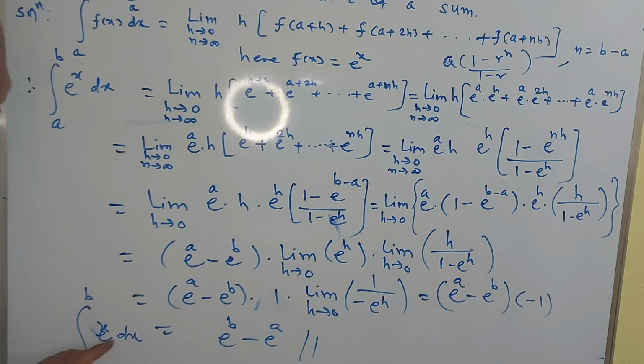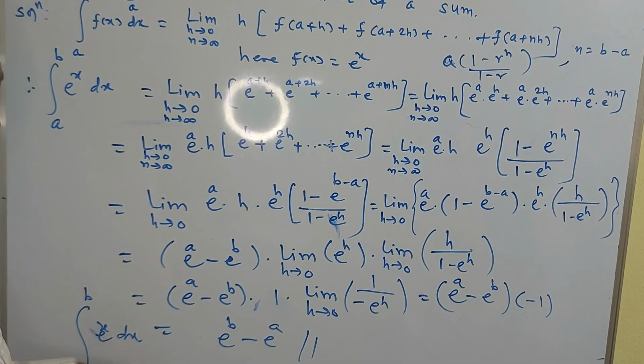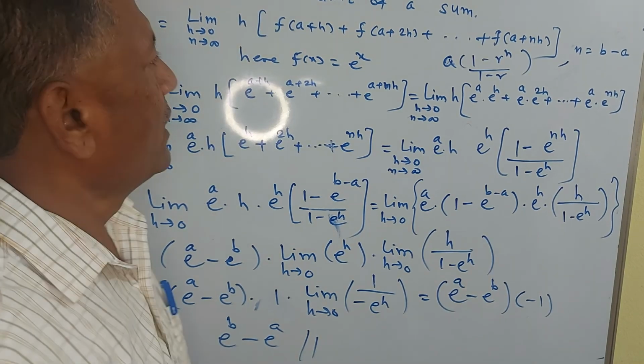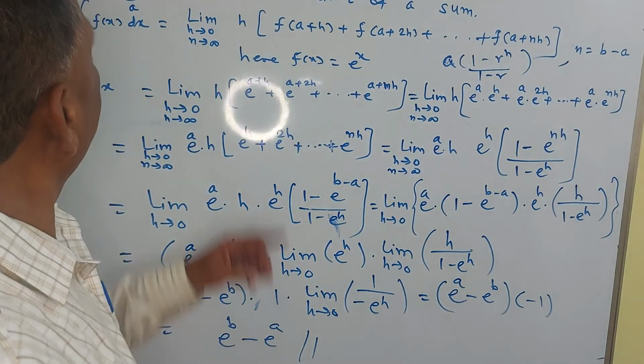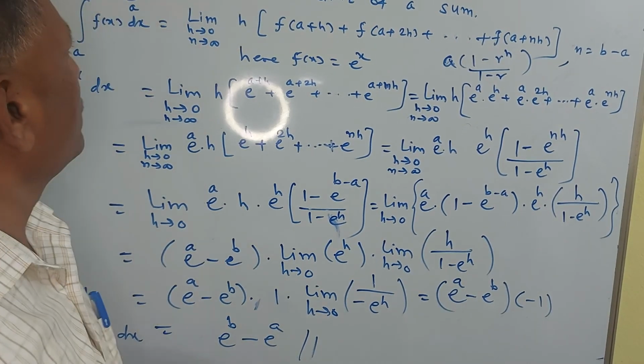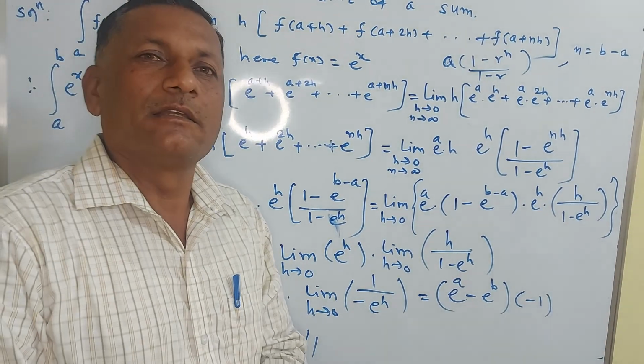Therefore, the integration of e raised to x dx, going from a to b, is equal to e raised to b minus e raised to a. So in this way, you evaluate the integral of e raised to x dx from a to b as the limit of a sum.